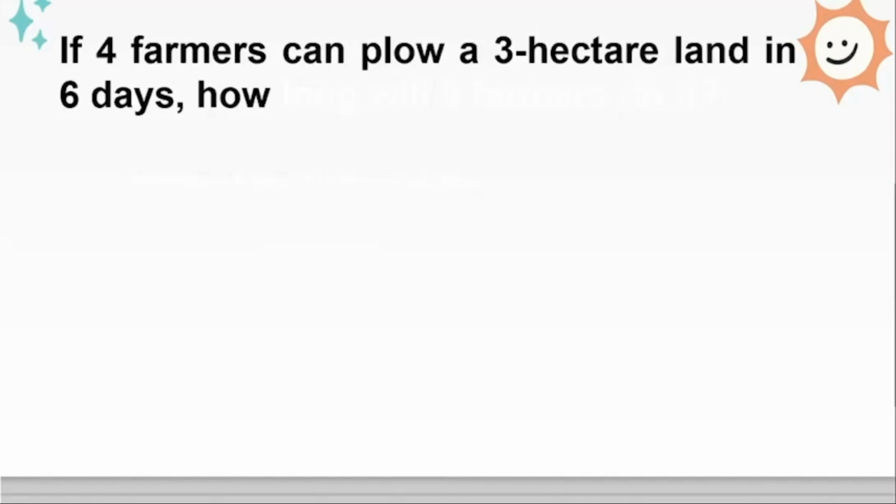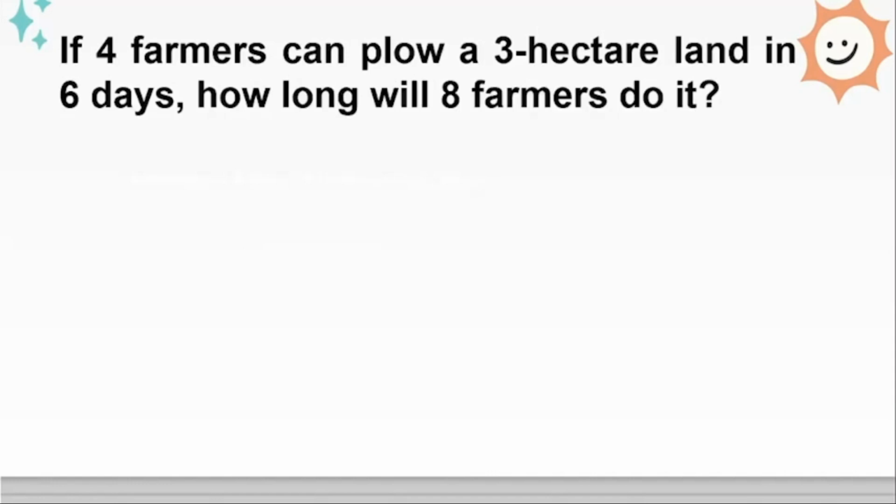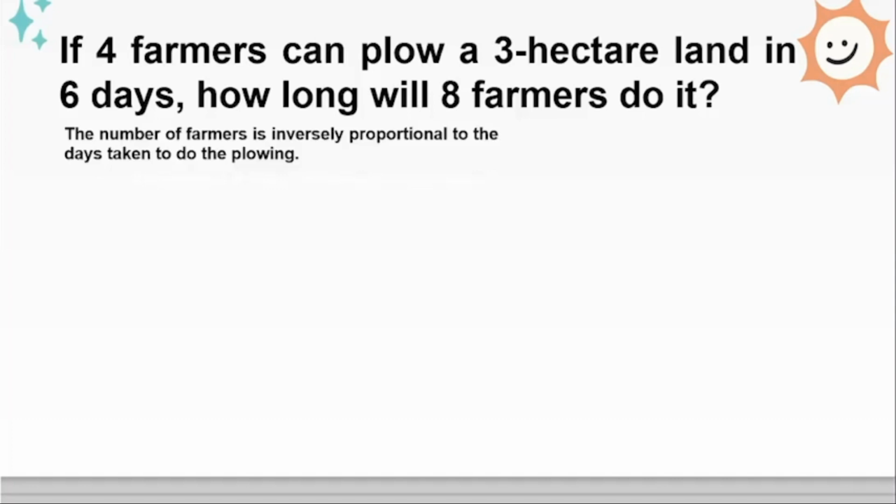If 4 farmers can plow a 3-hectare land in 6 days, how long will 8 farmers do it? Again, if 4 farmers can plow a 3-hectare land in 6 days, how long will 8 farmers do it? Let's analyze first the given problem. As you can observe, the number of farmers is inversely proportional to the days taken to do the plowing. So, kapag sinulat natin siya sa ganitong proportion, 4 farmers to 6 days and 8 farmers to n days.